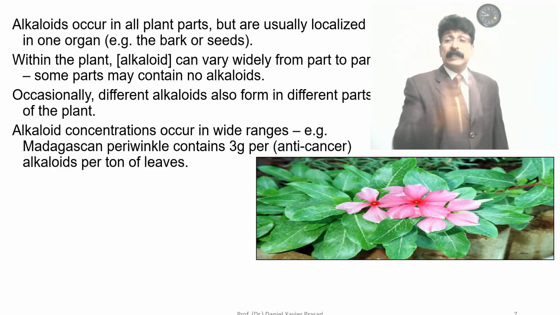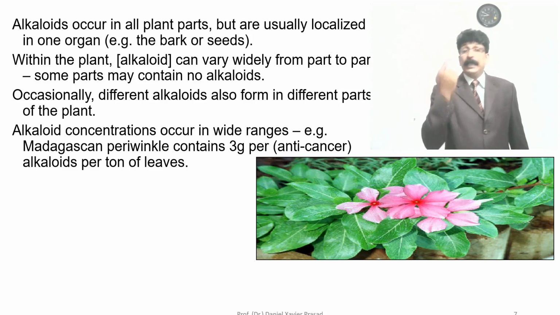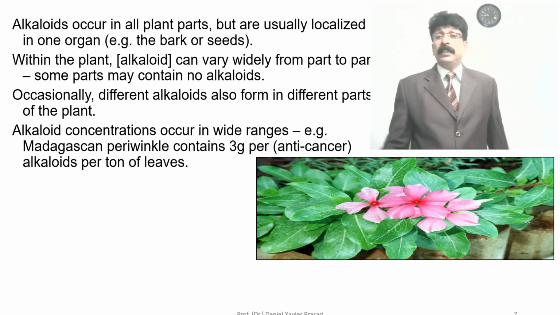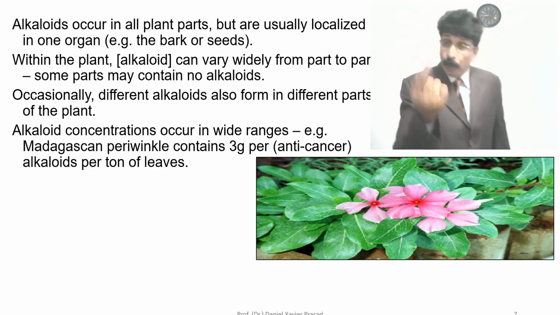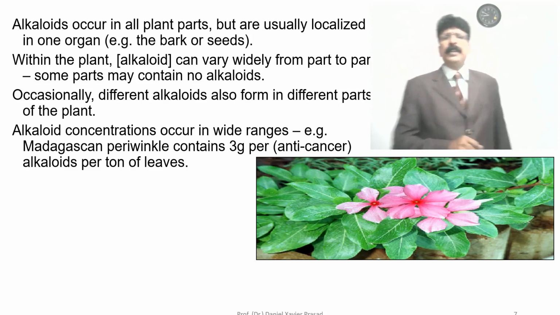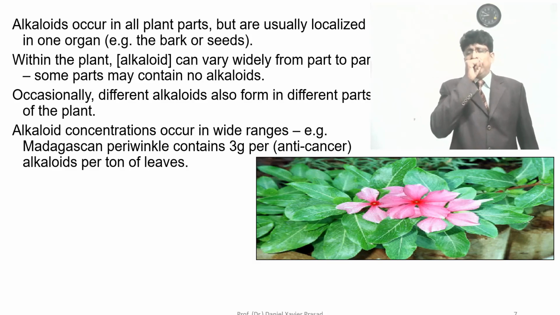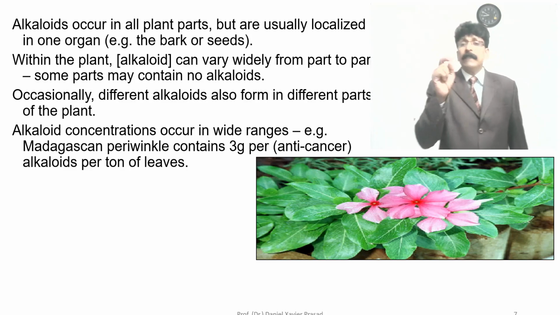Just an example I have taken: Vinca rosea, a periwinkle, which has an anti-cancer effect. Only 3 grams is present in 1 ton of leaves. Just imagine, 1 ton, that is 1000 kilograms, can give only 3 grams of active principle. What is the active principle of this Vinca rosea? Apocynaceae is the family. The leaves of Vinca rosea, Apocynaceae family, contain vincristine and vinblastine.